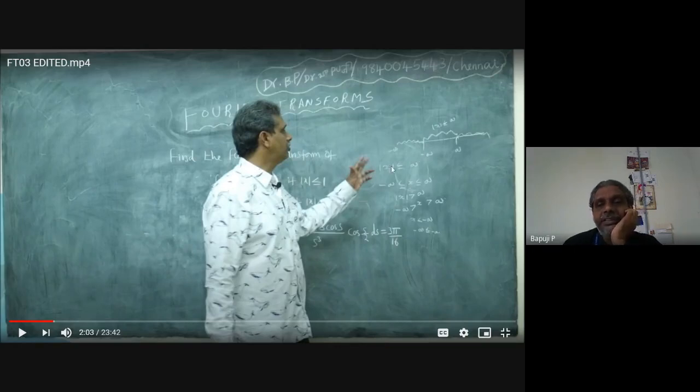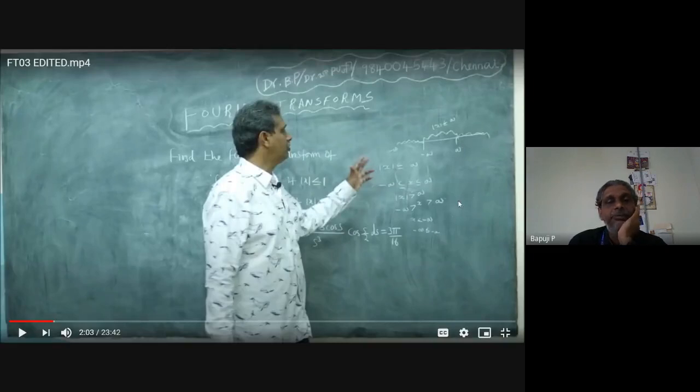See, mod x less than or equal to a means x running from minus a to plus a. Mod x greater than a means minus a greater than x, x greater than a. So mod x less than or equal to a means my value lies between minus a to a. Minus a greater than x is nothing but x less than minus a, which means this portion fully, minus infinity to minus a. Then x greater than a means a to infinity. So that part is 0.